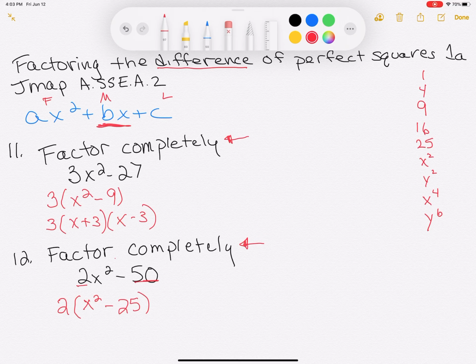Factor completely means I'm going to have a second method, and because I have the two terms with a minus sign in between, both terms being perfect squares, I can take the square root of x squared. It'll give me x. I take the square root of 25. I get 5. And I know they have to be opposite signs, or what we call conjugates of each other. So we have 2 times the quantity x plus 5 times x minus 5. That is factored completely.